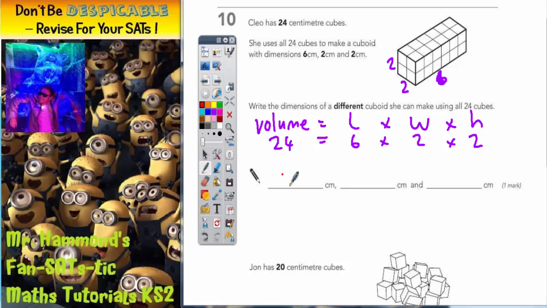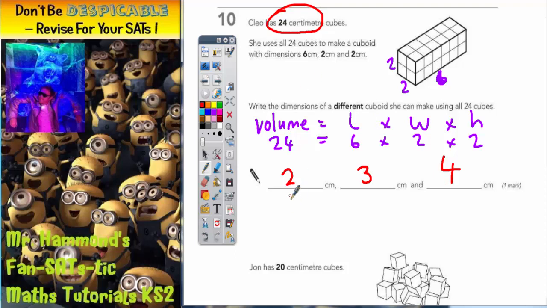Well, if we kept one of the dimensions as 2 and times that by 3, 2 times 3 would be 6, but remember we're trying to make 24. What do you times 6 by to get 24? It would have to be 4. 2 3s are 6, and 6 times 4 is 24, so that would work.